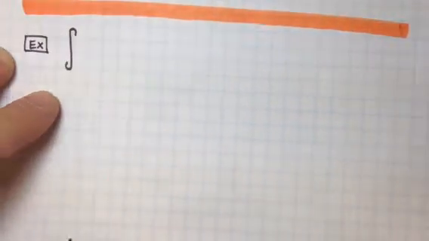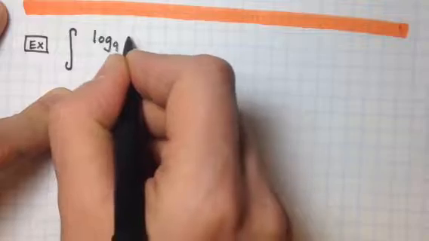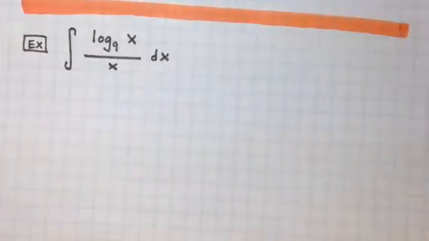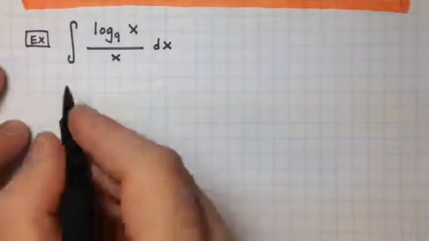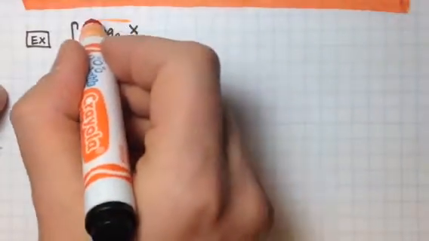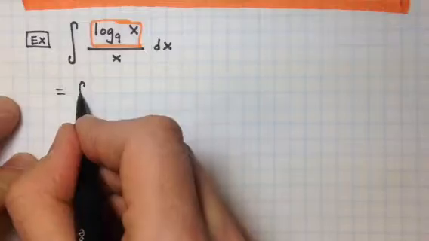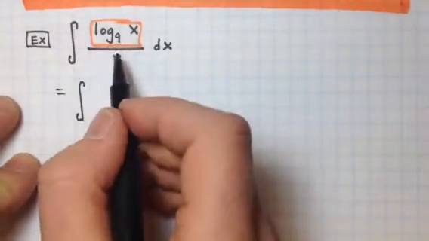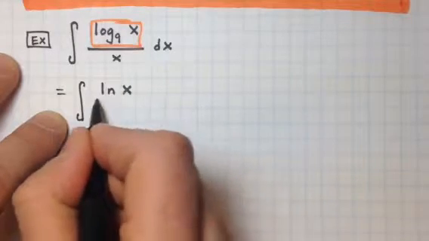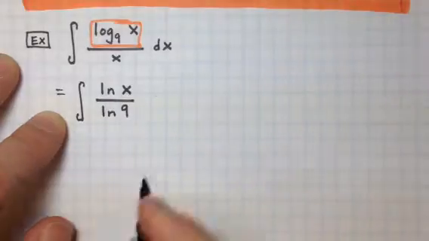Suppose we want an integral this time. We want the integral of the log base 9 of x divided by x dx. Ugh. Okay. Step 1, let's deal with this mess. When we see log base 9 of x, we think, oh, that's really just natural log of x over natural log of 9. There's a function, there's a number.